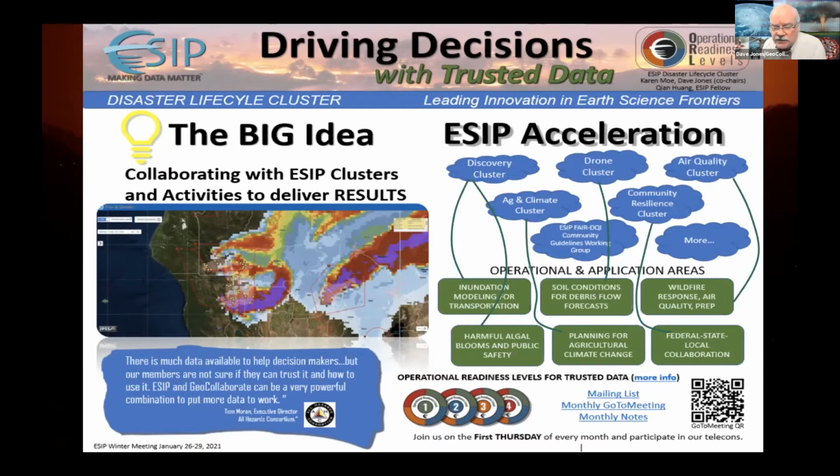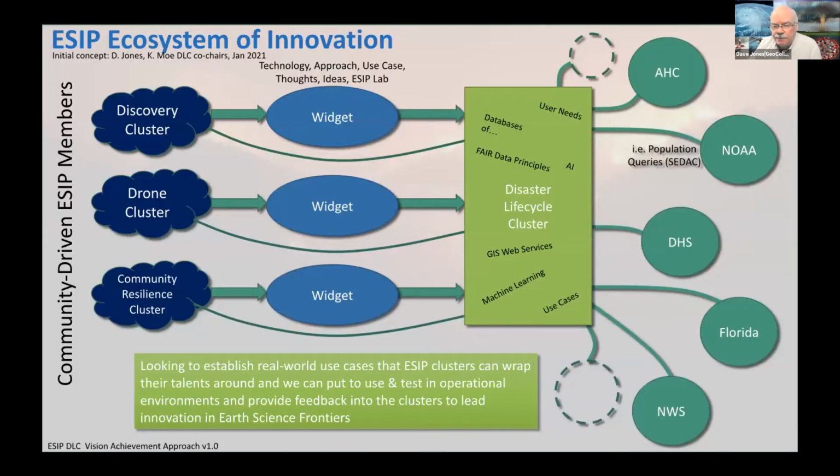And so the next slide is the last slide, but what we're looking to do is to build this ESIP ecosystem of innovation. We all have the things that we're working on. We all want to put our data to use. That's the mantra of ESIP. So as an example of these clusters, on the left-hand side you have discovery, drone, and community resilience, but it could be a lot of the clusters that ESIP has. Of course, we're in the data discovery cluster, so that's going to be critical. How can we discover what's going on?